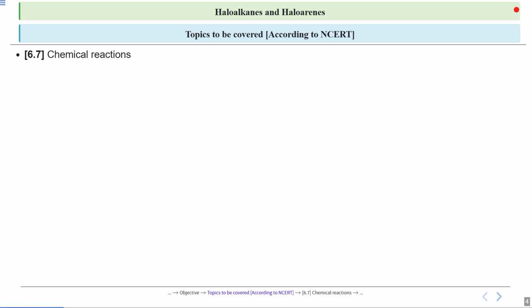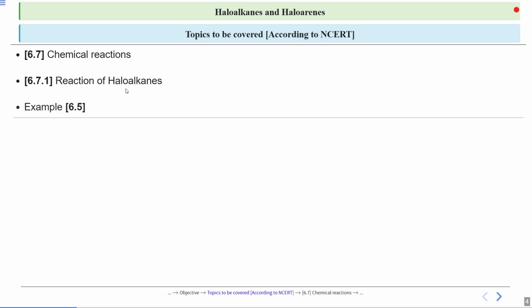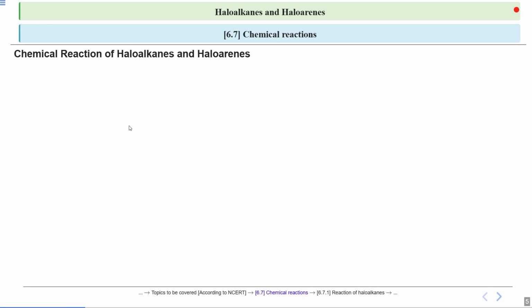Topics that we are going to cover according to the NCERT. Firstly, the section 6.7, that is chemical reactions, and the section 6.7.1, reactions of haloalkanes. And lastly, we will solve an example 6.5. So let's start with our first topic, 6.7, chemical reactions.